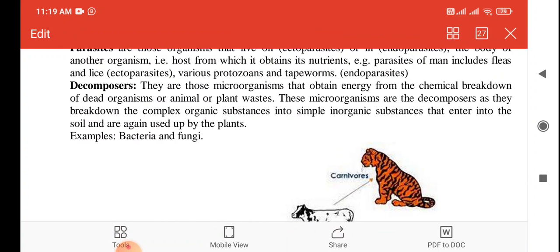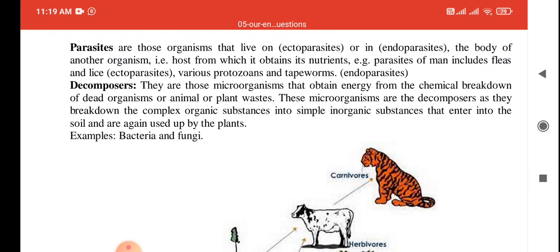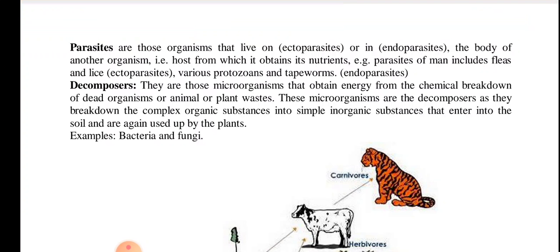Parasites are those organisms that live on, as ectoparasites, or in, as endoparasites, the body of another organism, that is the host, from which they obtain their nutrients. Example, parasites of man include fleas and lice, which are ectoparasites, and various protozoans and tapeworms, which are endoparasites. Ectoparasites are outside the body and endoparasites are inside the body.